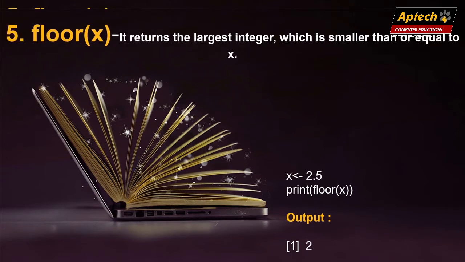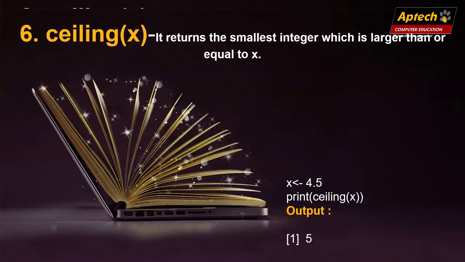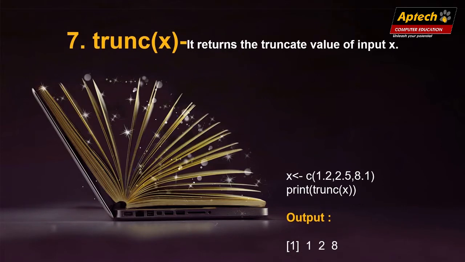The next function is floor function. It returns the largest integer which is smaller than or equal to x. So I am passing here 2.5. So 2 is the smaller one, so the result is 2. And the other way is the ceiling function. It returns the smallest integer which is larger than or equal to x. So I am just passing 4.5 in the vector x and printing ceiling of x. So the result is 5.